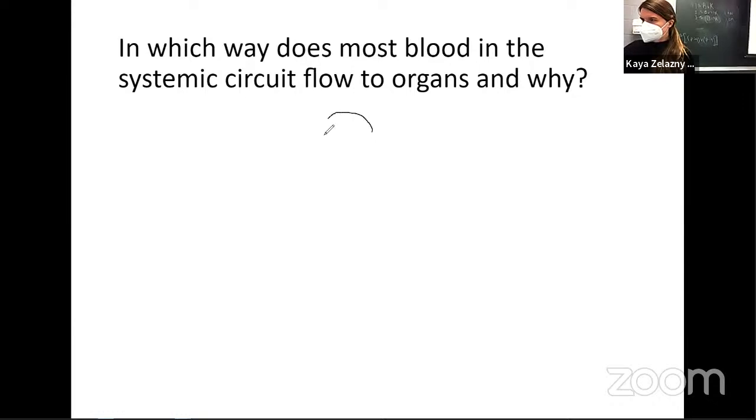Maybe start with the heart, right? Because we're interested in the heart mainly. Heart.